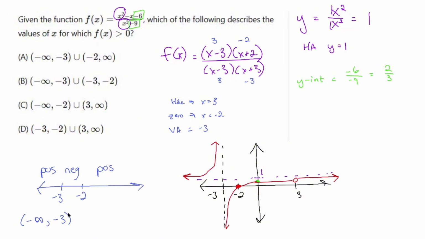It's going to be negative from negative 3 to negative 2, and then from negative 2 all the way on to positive infinity, we're above the x-axis again. Okay, so that is going to be A. And that's how you do it.